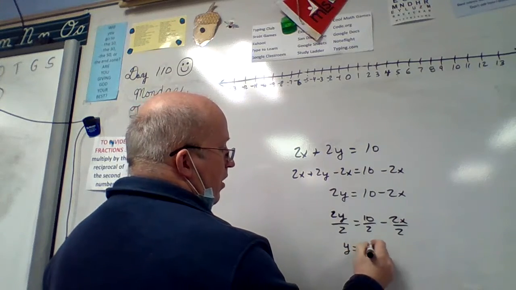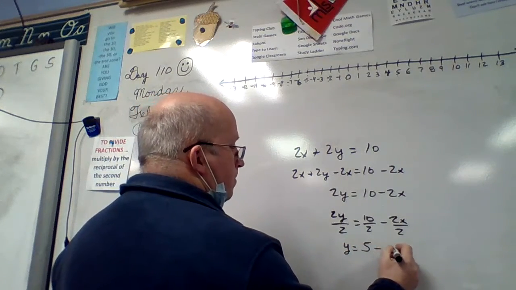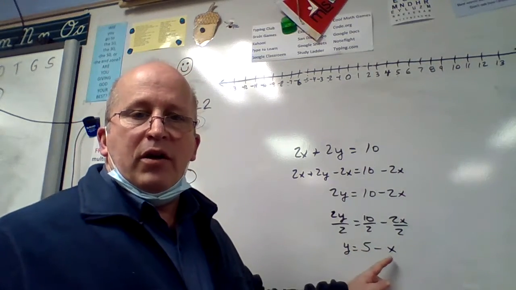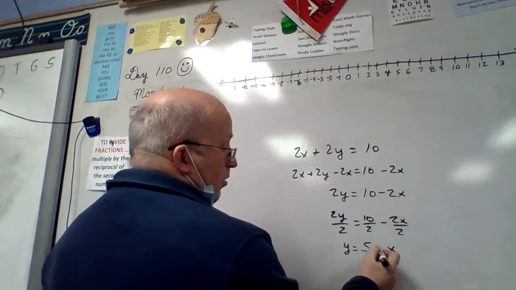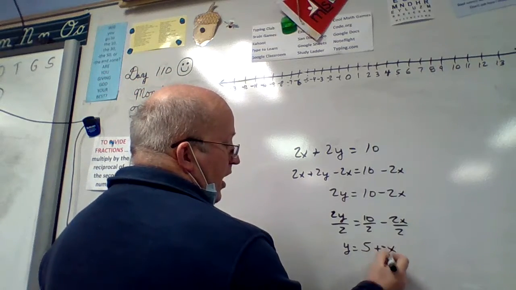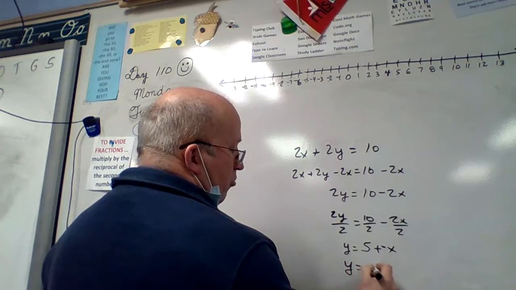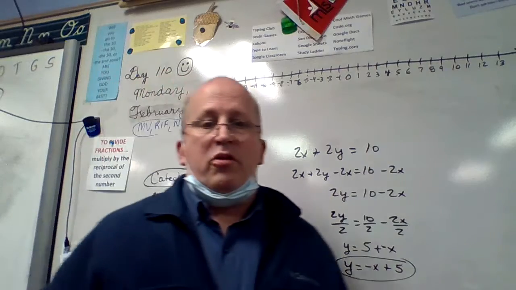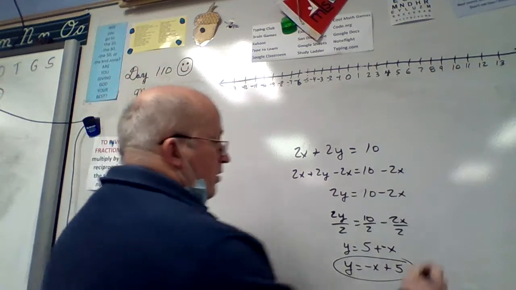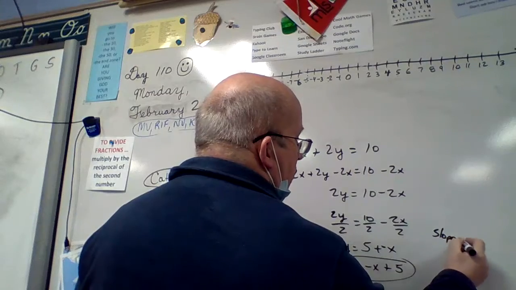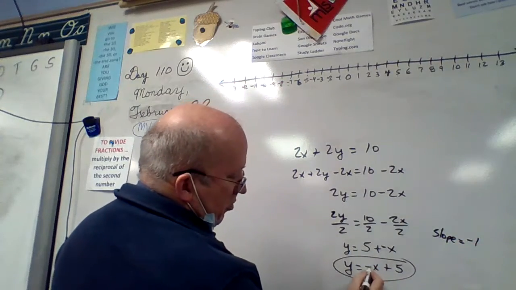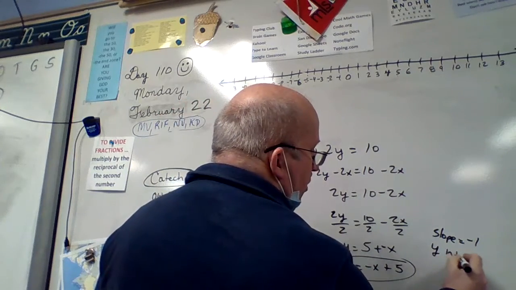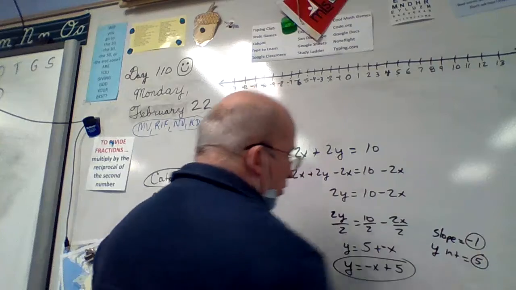I get y equaling 5 minus x. But I still have one more problem. 5 minus x is not in slope-intercept form. So I'm going to change this subtraction to adding a negative x, and then I'm going to use the transitive property to flip everything around. And this is slope-intercept form. So now we're ready to write the slope. The slope in this case is negative 1 because I don't see a 1 there, but I know there's a negative 1x there. And my y-intercept in this case is a value of 5.